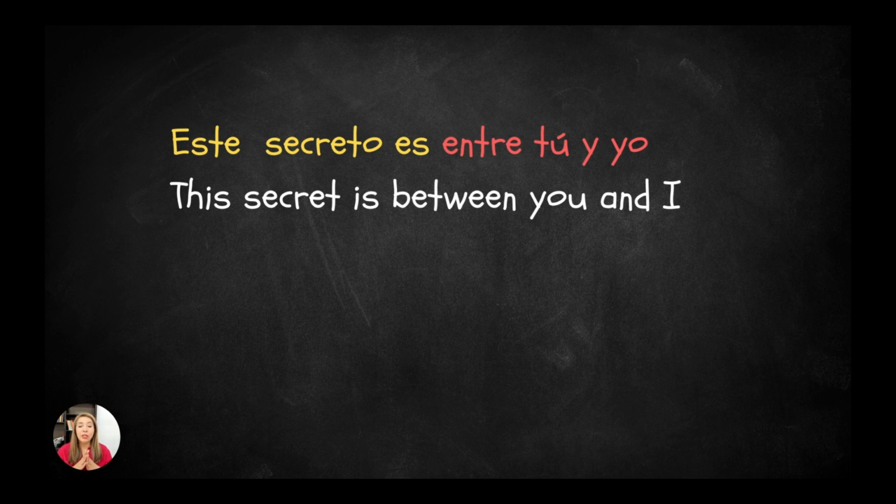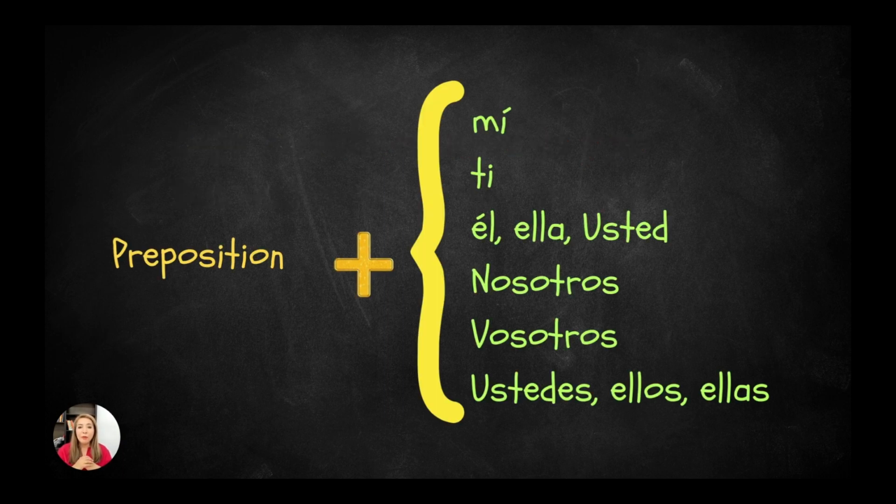Another exception. If you have to use the pronoun mí or ti after entre, you, in this case, and only in this case, are going to be using tú y yo. Este secreto es entre tú y yo. Entre tú y yo. Not entre ti y mí. To summarize, if you need to use a pronoun after a preposition, use these: mí, ti, él, ella, usted, nosotros, vosotros, ustedes, ellos, ellas. Except for the two exceptions that we just talked about.